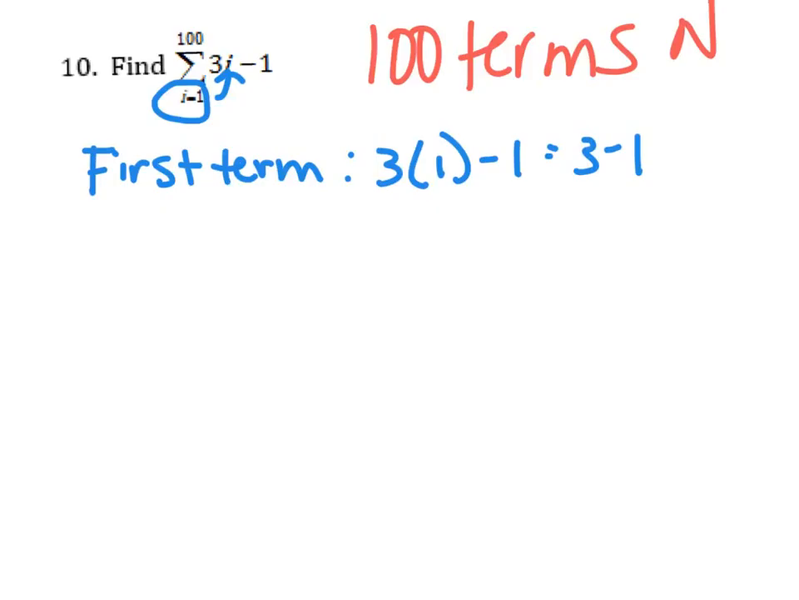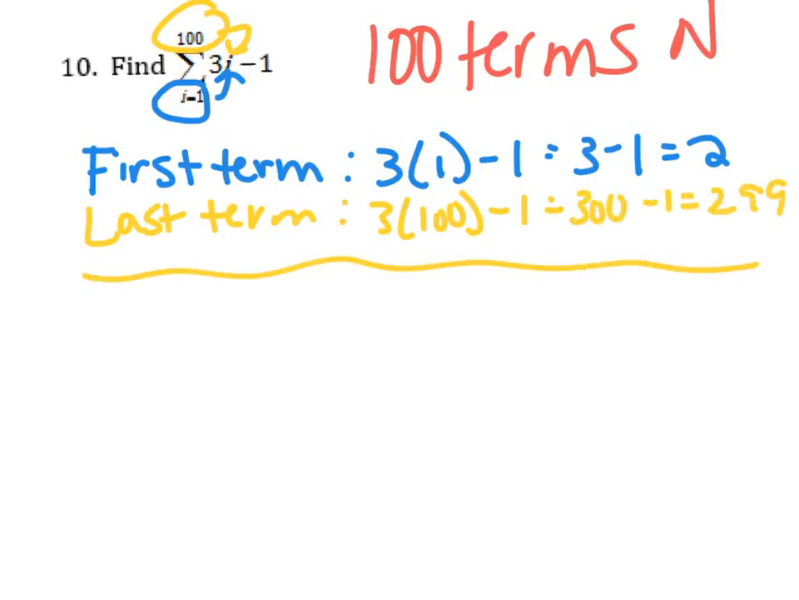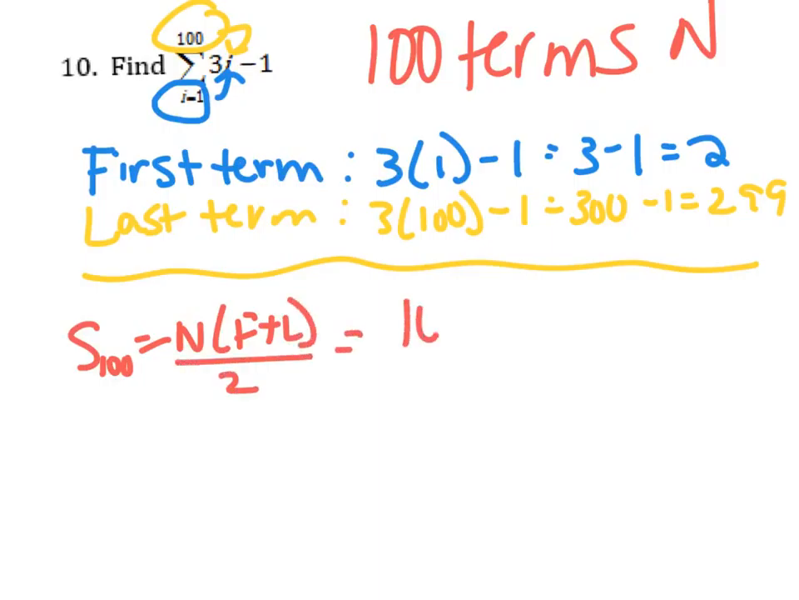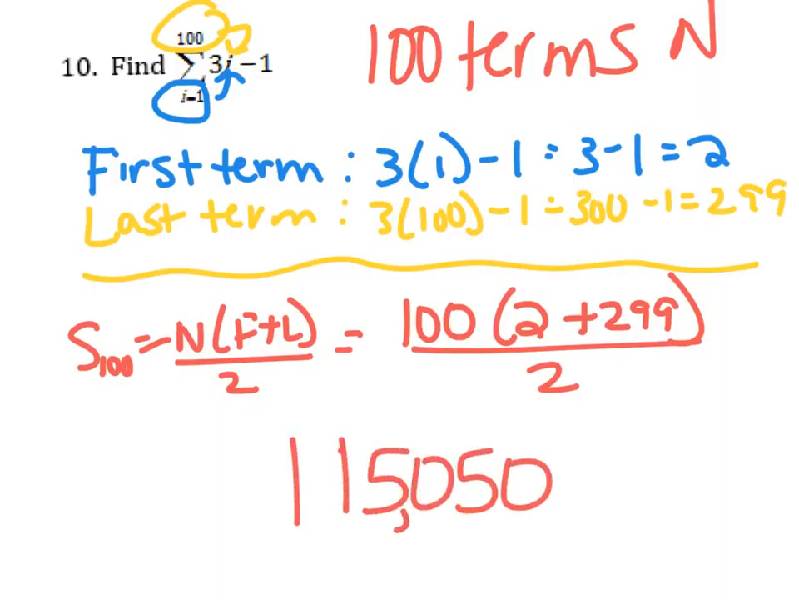So 3 minus 1 gives me 2. That's my first term. Then my last term, that's my L, is the 100 goes in here. So 3 times 100 minus 1, 300 minus 1 is 299. So then I can stick it in my sum of 100 terms is n, f, l. So my number of terms is 100. My first term is 2. Last term is 299 over 2. And that ends up with 15,050.